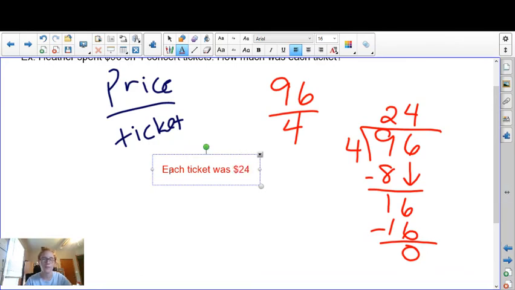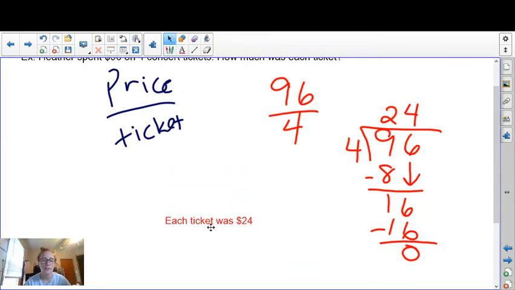was $24. And honestly, if you think about that for a ticket price, whew, that's pretty cheap, especially depending on who you're going to see. Like, man, I couldn't even imagine what a ticket would be that cheap.